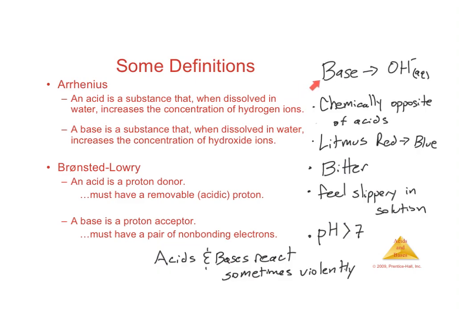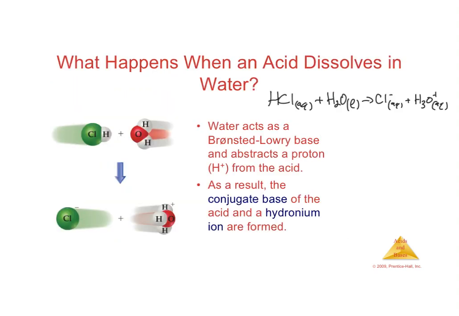Bases, on the other hand, produce hydroxide anions in solution. Chemically, they're opposite of acids. They turn litmus from red to blue. They taste very bitter. In solution, they often feel slippery. pH is greater than 7. A key point to understand here is that acids and bases react with one another, sometimes quite violently.